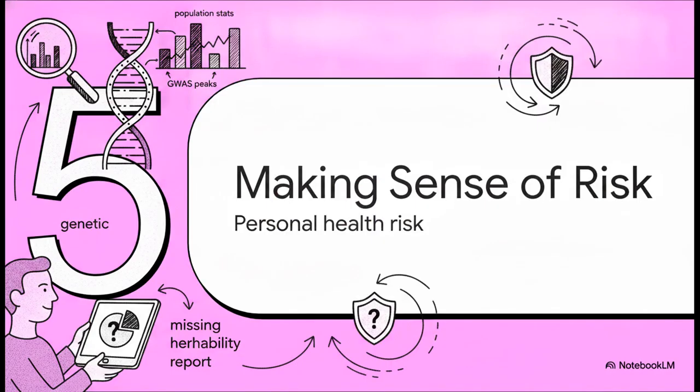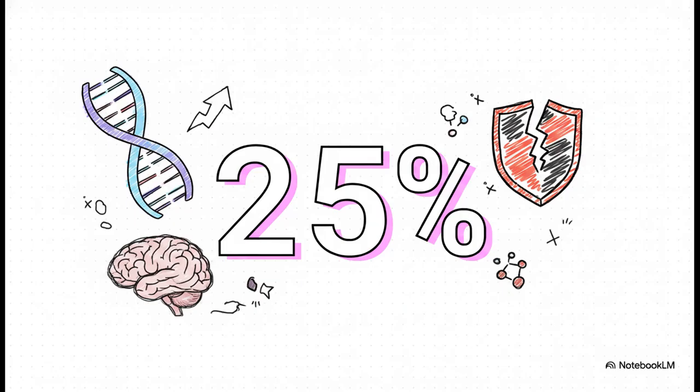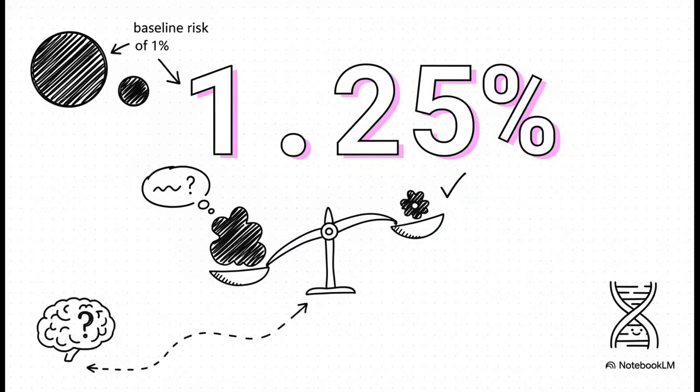Finally, Section 5, making sense of risk. Let's translate these population stats down to personal health. Now we're going to zoom all the way in. How do we take all these population stats, these towering GWAS peaks and the missing heritability, and actually apply them to an individual reading their own genetic report? Imagine you open your report and read that a specific variant you carry, like that C4 schizophrenia variant, gives you a 25% increase in risk. That sounds terrifying, right? A quarter of your baseline health just seemingly vanished into thin air. But hold on a second, take a breath.